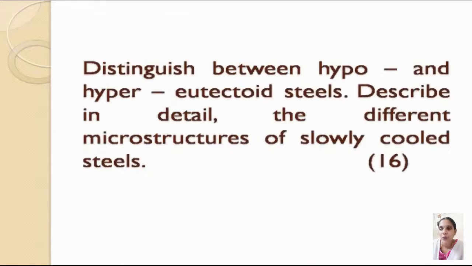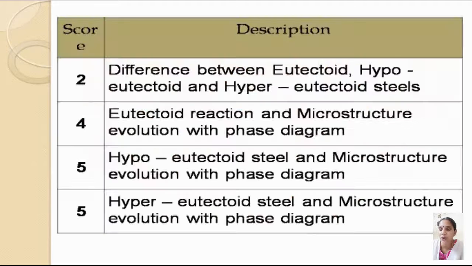This is a question that has been oft repeated in the university exams. Distinguish between hypo and hyper-eutectoid steels. Describe in detail the different microstructures of slowly cooled steels. So it carries a full 16 marks. So I thought I would give you this rubric based on which you can answer the question.